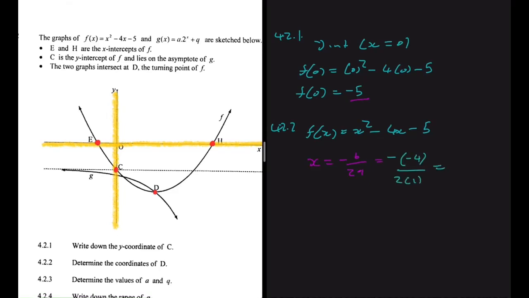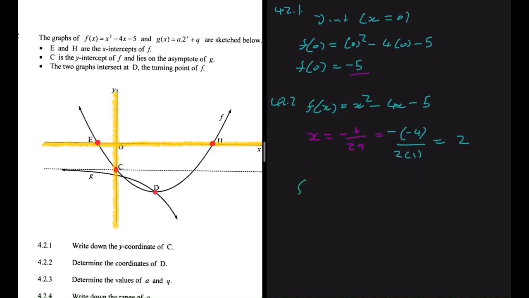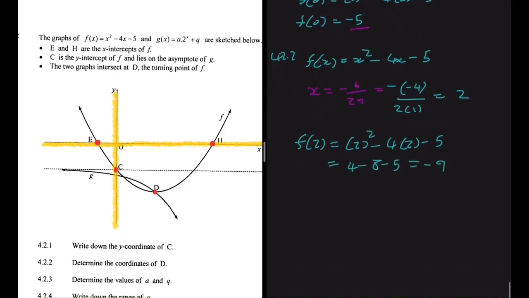So now we can see that x at the turning point should be equal to 2. Now that we have that 2 there, we're just going to substitute it in the equation f of x. f of 2 is equal to 2 squared minus 4 multiplied by 2 minus 5. So we have 4 minus 8 minus 5, and that should be equal to minus 9. So the coordinates of D, we have 2 for the x value and minus 9 for the y value. It's easy to see.